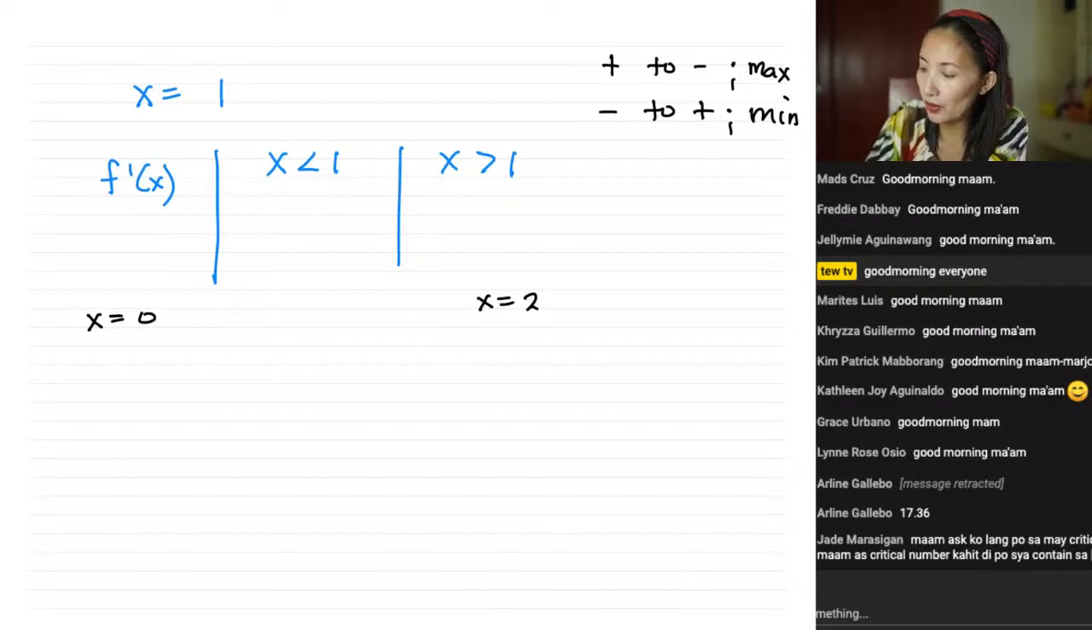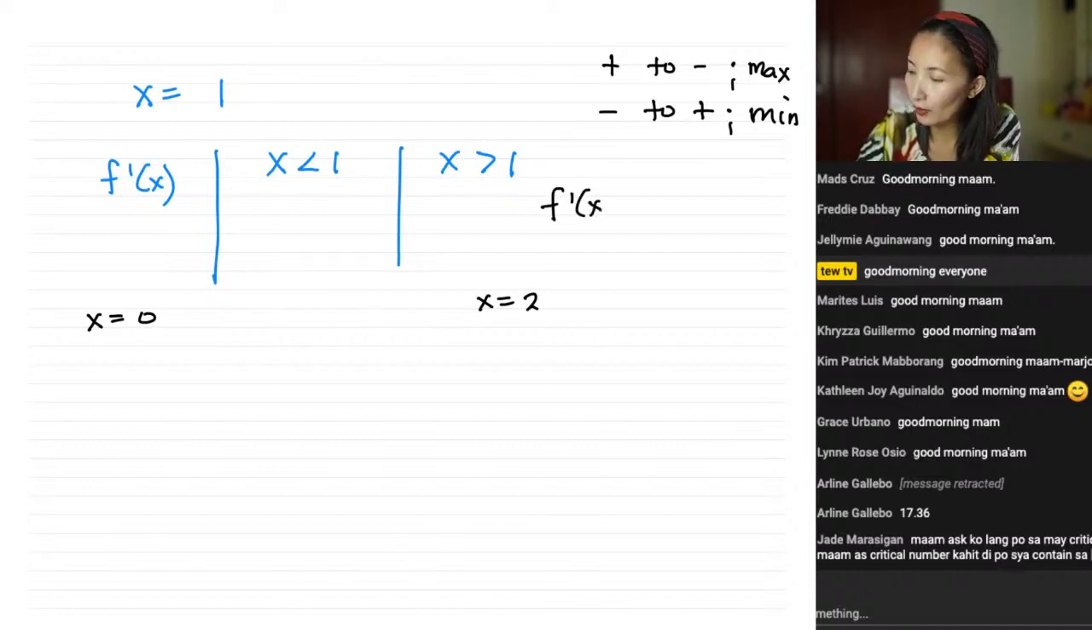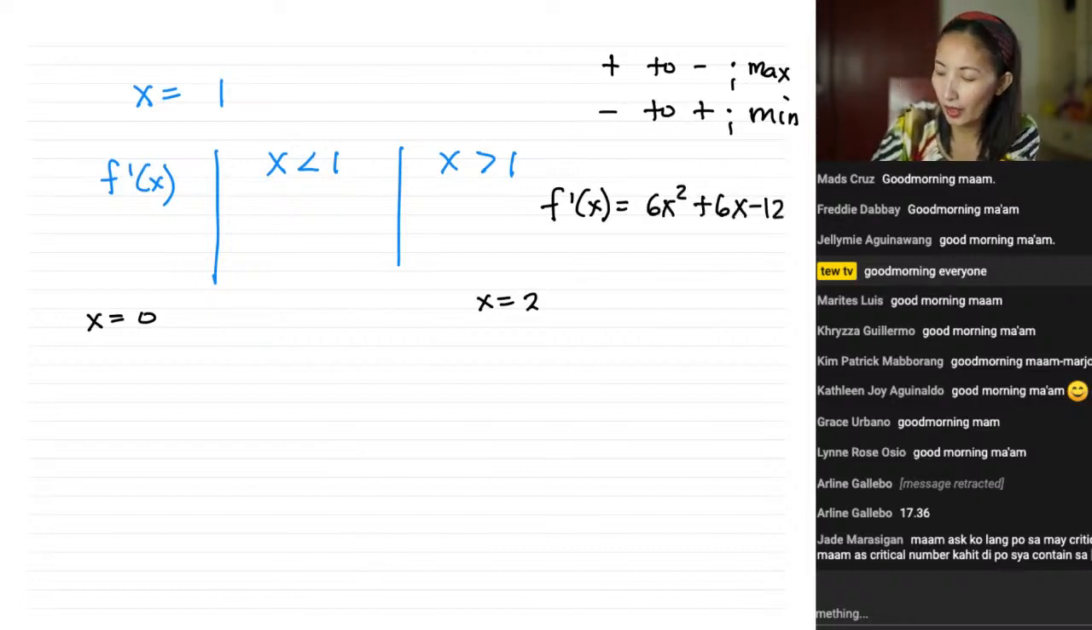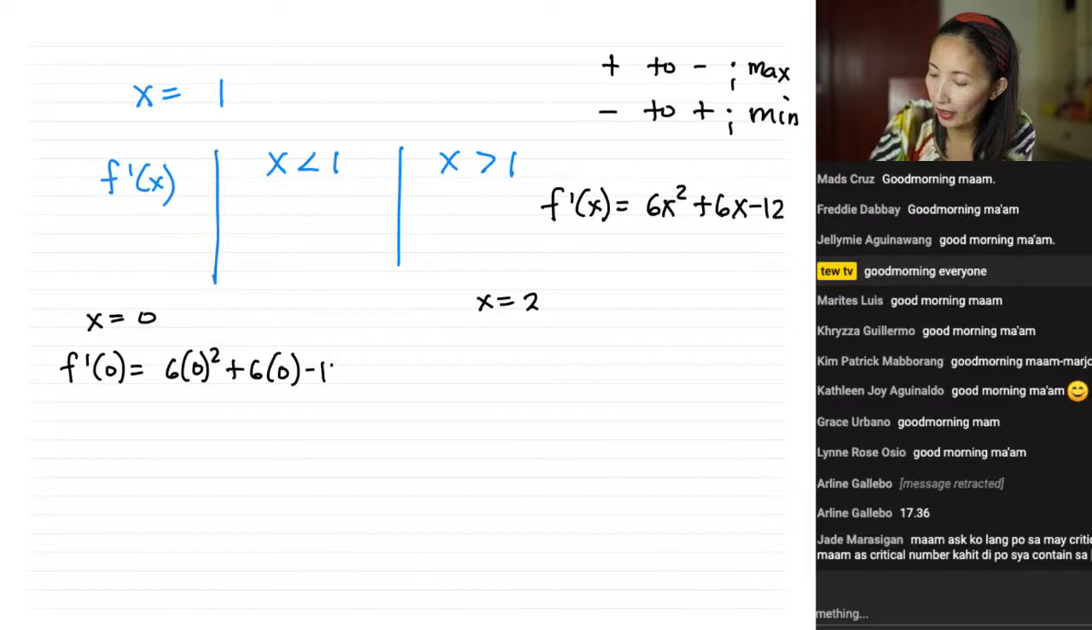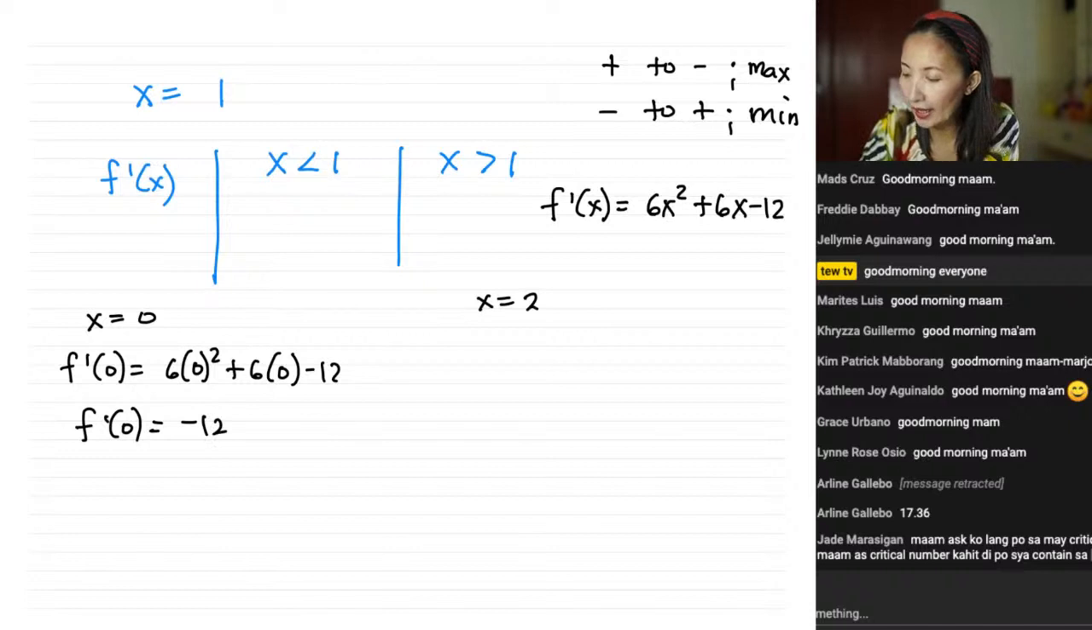So for x equal to 0 and x equal to 2, f prime of x, once again, from the previous, is 6x squared plus 6x minus 12. Okay, so what is f prime of 0? F prime of 0 is 6 times 0 squared plus 6 times 0 minus 12. F prime of 0 is negative 12. So, from negative.